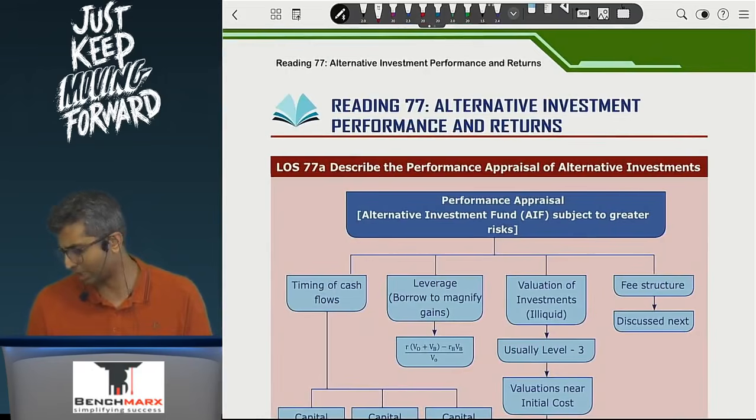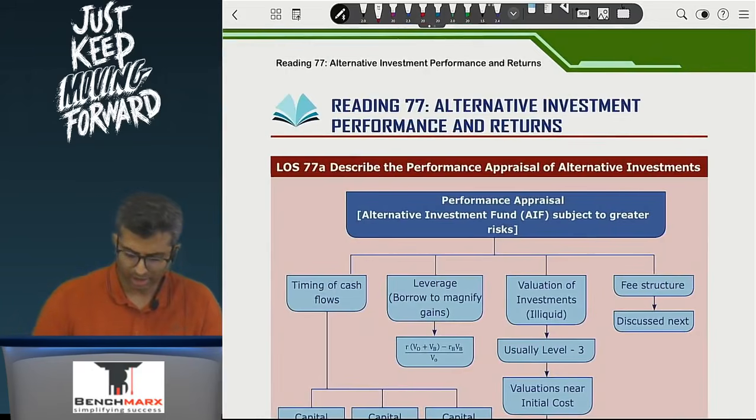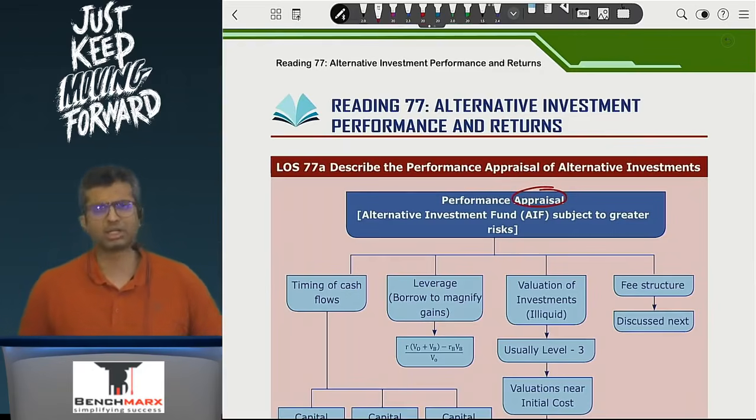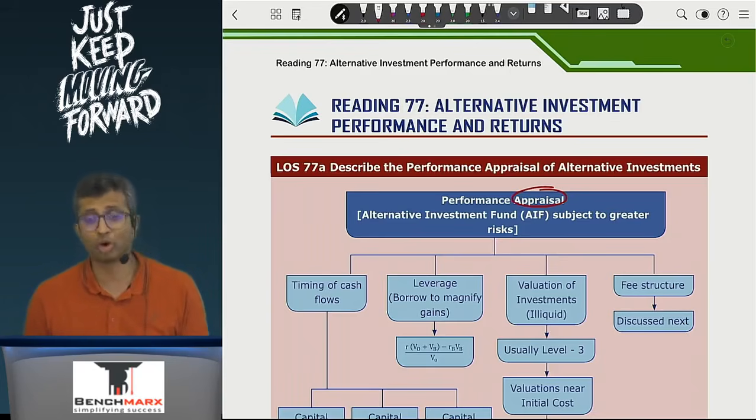Next you go to the second one. So over here you will have to figure out the performance appraisal of an alternative fund. We said that okay, we can do performance appraisal of a mutual fund, etc. Then what is the big deal about alternative investment funds? 4 important things are quite different over here in case of an alternative investment fund.